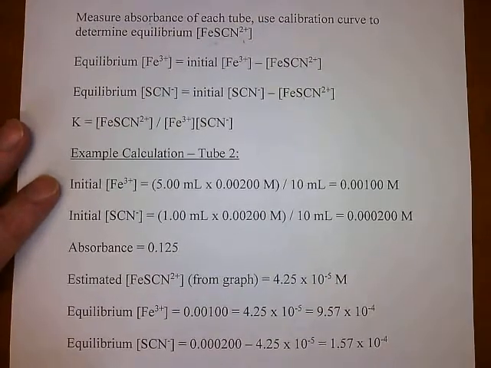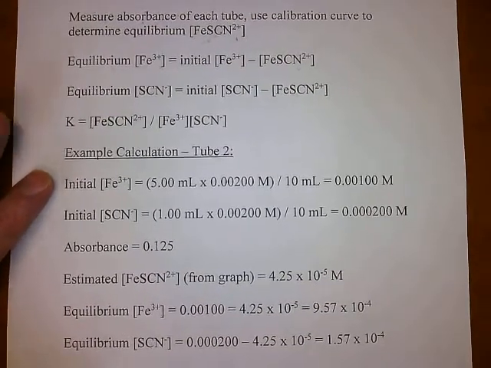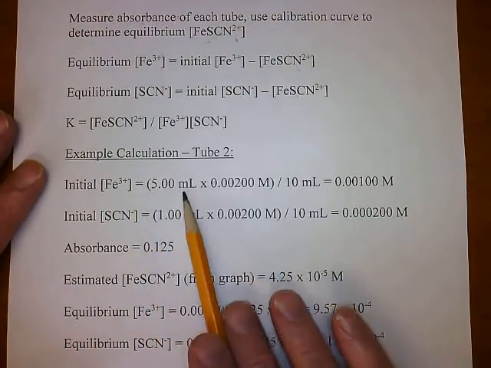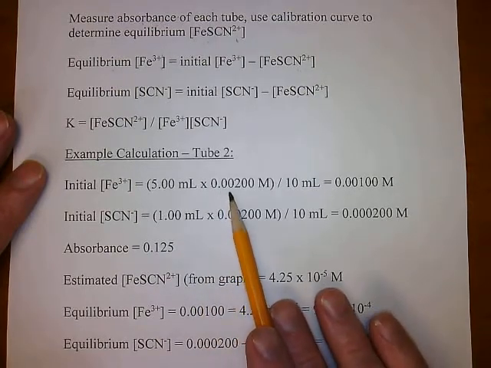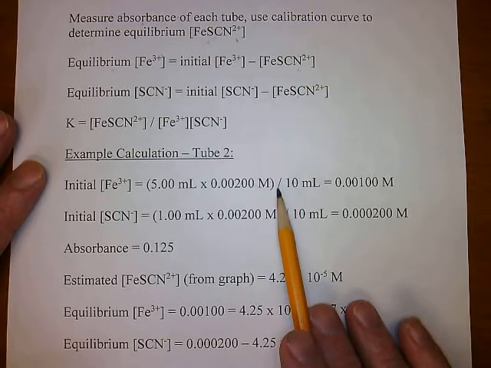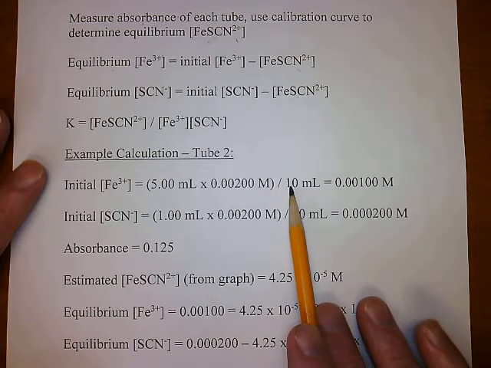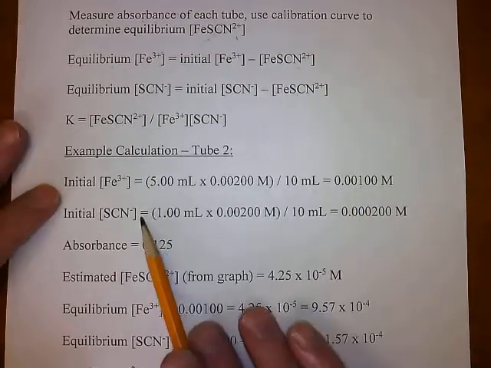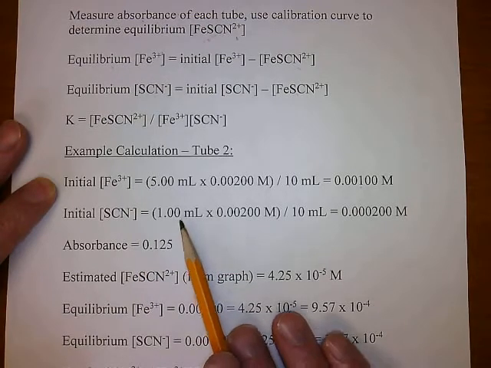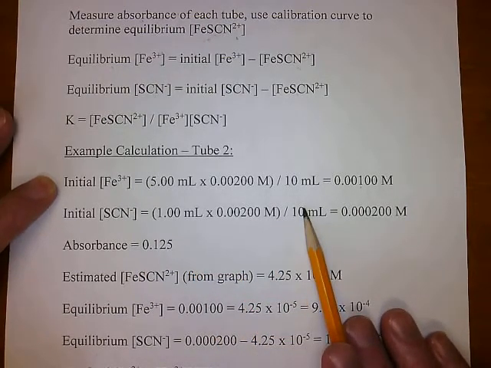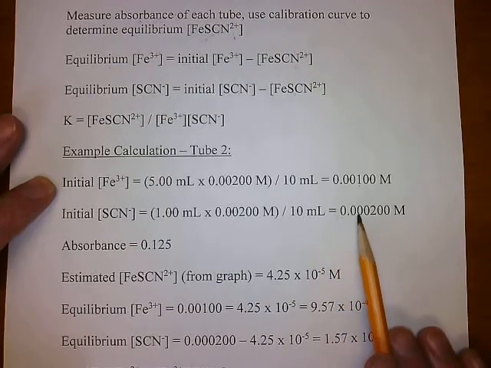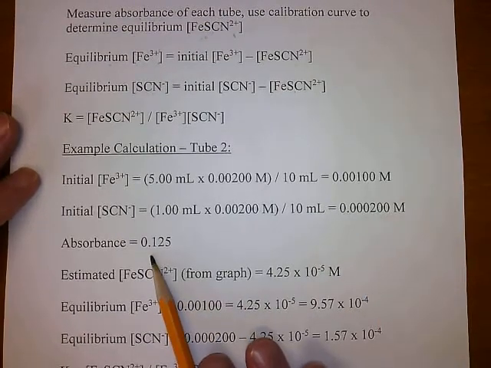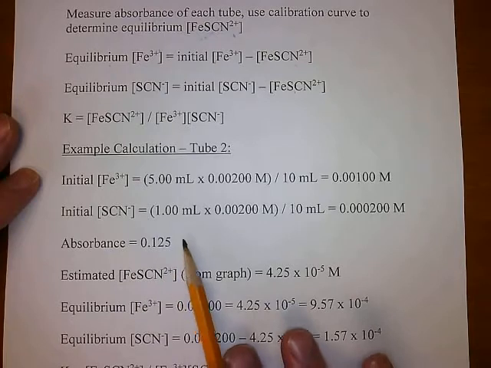Let's do it for tube number 2. So we put in 5 mils of our ferric nitrate. 5 mils times 0.002 molar divided by the new volume, which is 10 mils, comes out to be 0.001 molar. Okay. Sodium thiocyanate, we're putting in 1 mil. 1 mil times 0.02 divided by 10 is 0.0002 molar.